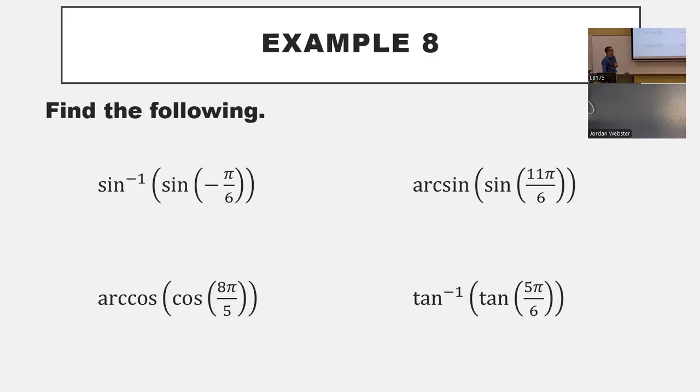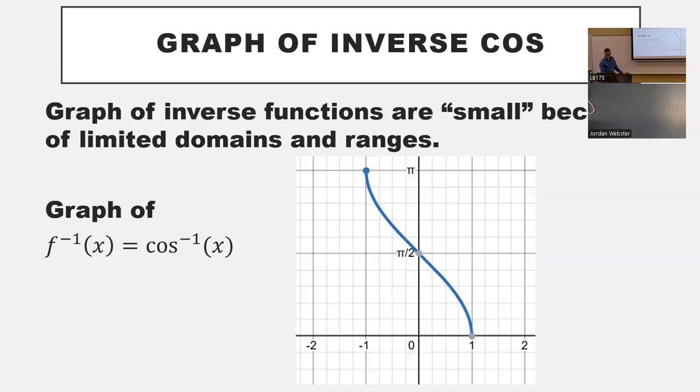The reverse was not true unless we had inputs that were between the right values. For cosine, between 0 and pi, and for sine and tangent, between negative pi over 2 and positive pi over 2. Okay.